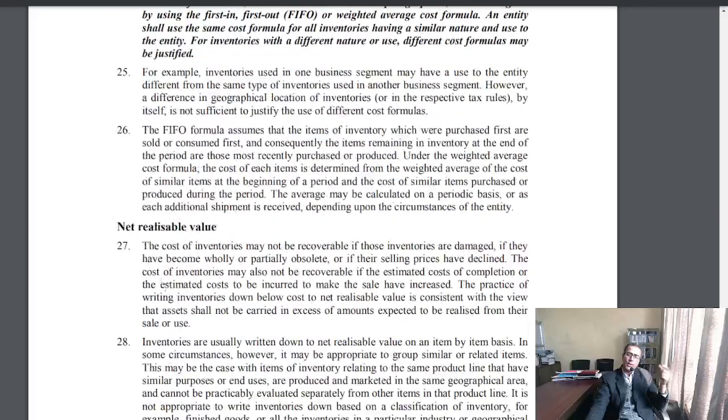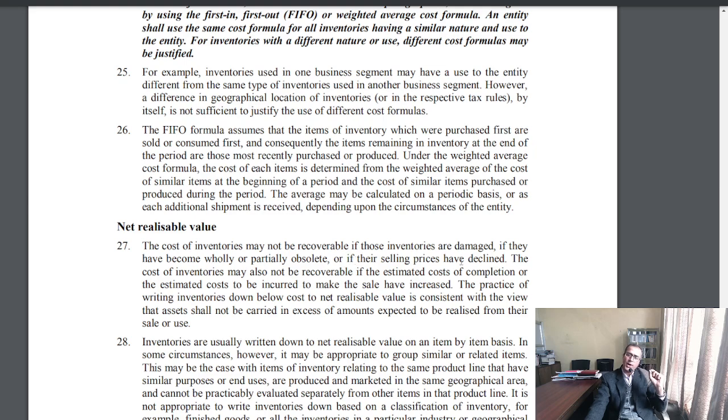Okay. Now what about the net realizable value? Simply, the cost of inventory may not be recoverable if those inventories are damaged. It means, suppose you purchase the inventory, but for some reason your inventory is damaged, then it could not be recoverable. At the same time, they may be wholly or partially obsolete. For example, in a pharmaceutical company, if you are unable to supply to the market, then that medicine could become obsolete, and you have to just destroy that medicine. So recoverable is all about what amount you could realize after selling it. That is the point that you need to understand.